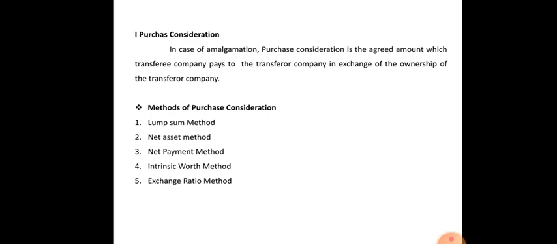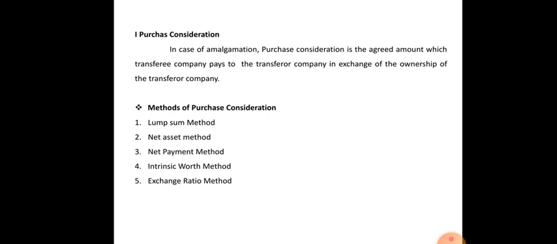In the next slide, the first step is purchase consideration. What do we mean by purchase consideration? In case of amalgamation, purchase consideration is the agreed amount which the transferee company pays to the transferor company in exchange for the ownership of the transferor company. It is very simple. It means the transferee company agrees to pay a fixed sum to the transferor company. It is called the purchase consideration.